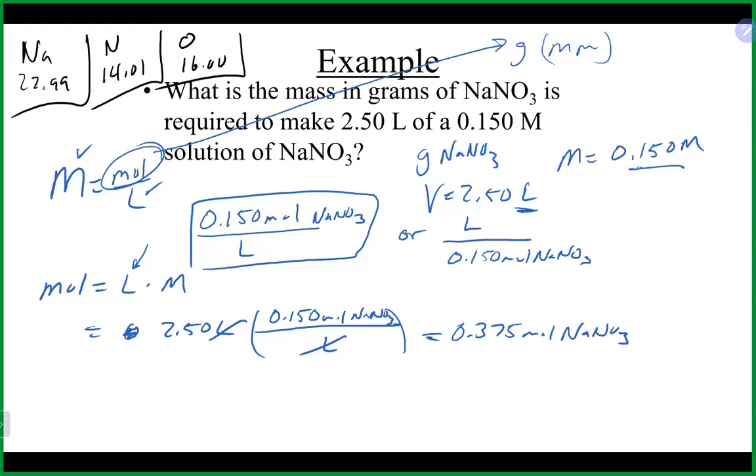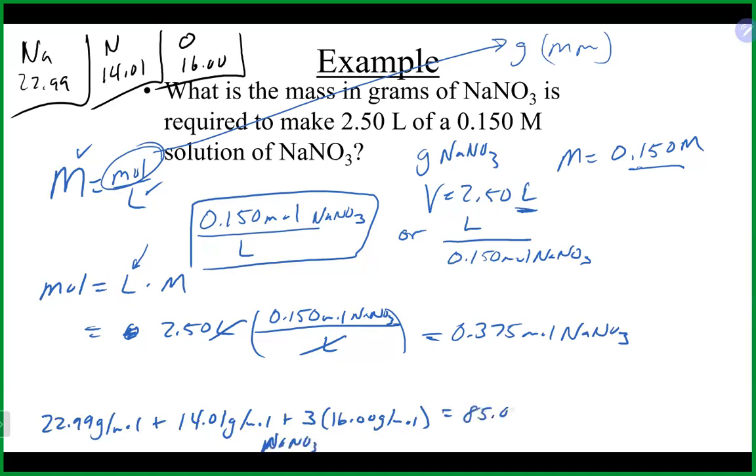So we would need to go to the periodic table and figure out the molar mass of our sodium nitrate. And in this case, there is one sodium at 22.99. There's one nitrogen at 14.01. And there are 3 oxygens at 16 for our sodium nitrate here. That's going to give us 85 grams per mole as the molar mass of our sodium nitrate from the periodic table.